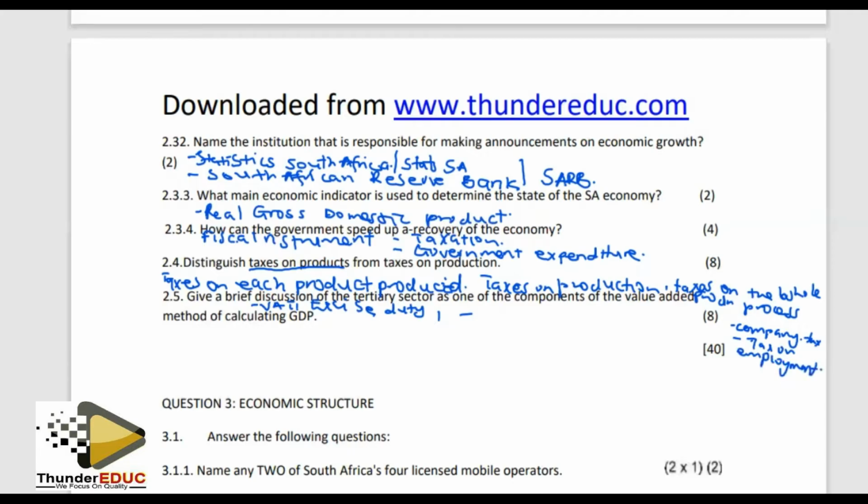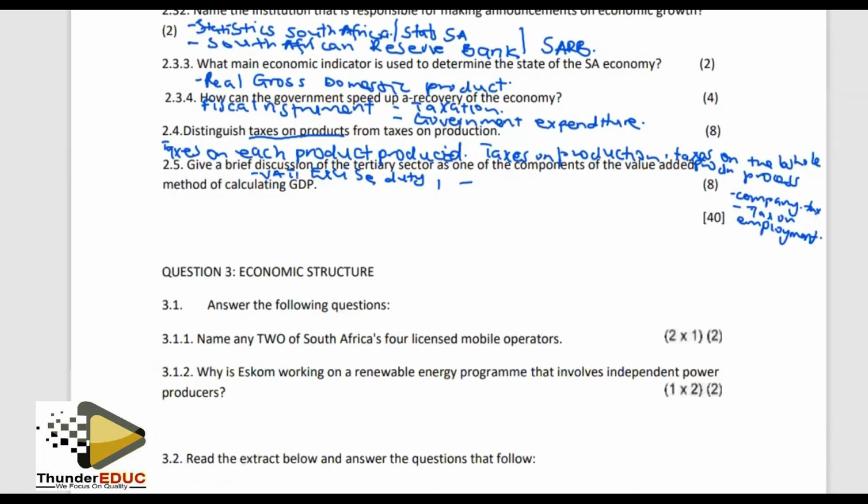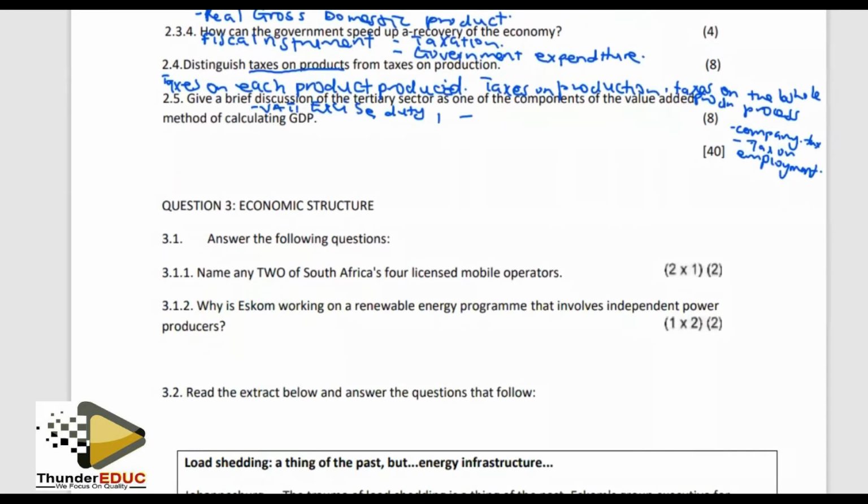Okay, so you get marks for each and every answer. For examples, you get so that you maximize the 8 marks. So there is another question here: give a brief discussion of the tertiary sector as a component of the value added method of calculating GDP. In other words, you are supposed to explain what you know about the tertiary sector and how it contributes to growth and development of the economy.